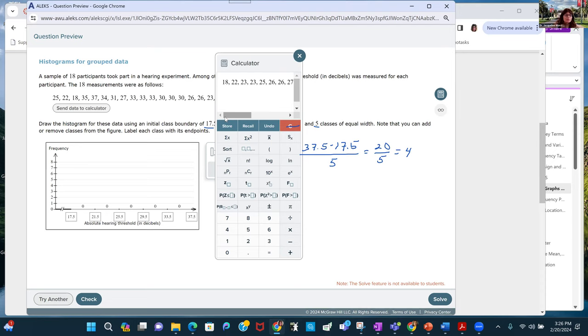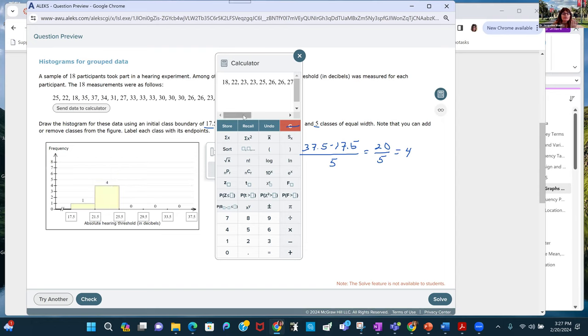And so between 17.5 and 21.5, there's just the one number, 18. And then between 21.5, and I don't think it'll let me write on here. As soon as I let go to write, it scrolls to the right. You can't even see anymore. So it makes it kind of difficult for me to use the pen and show you. But between 21.5, there's 22, 23, 23, and 25, right? So we've got four.